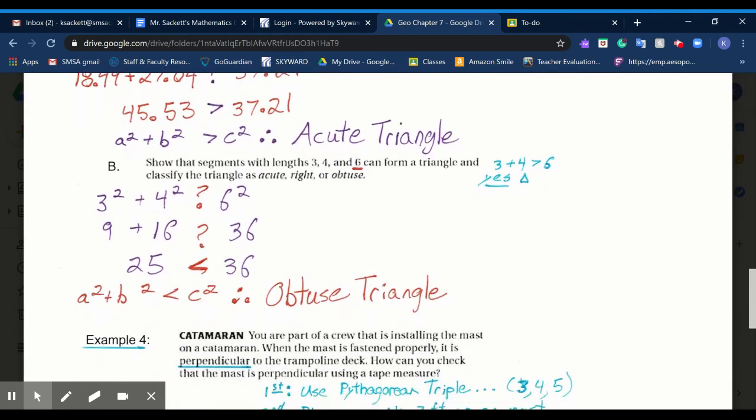In part B, we're checking segment lengths 3, 4, and 6. So 3 plus 4 is greater than 6, so yes, we can form a triangle. Then to check if it's acute, right, or obtuse, our setup would be 3 squared plus 4 squared on the left and 6 squared on the right. Then 9 plus 16 on the left is 25, 6 squared on the right is 36. So in this case, c squared is greater than a squared plus b squared, meaning we have an obtuse triangle.